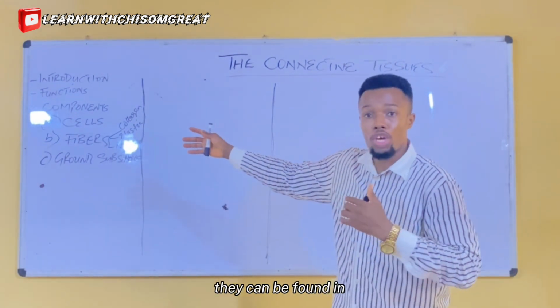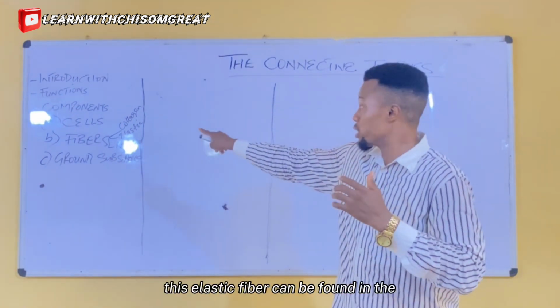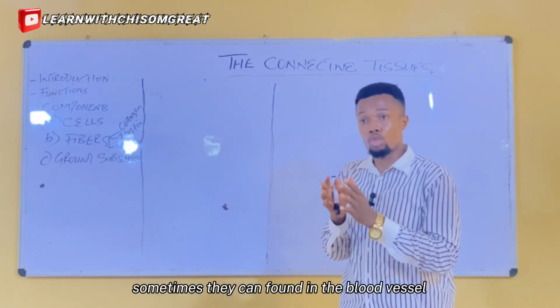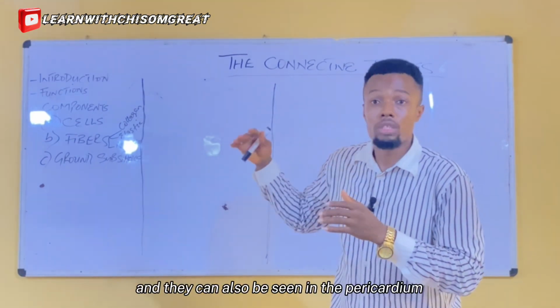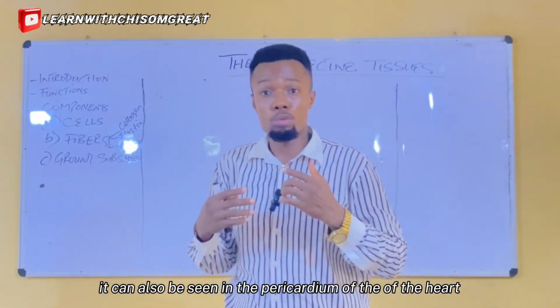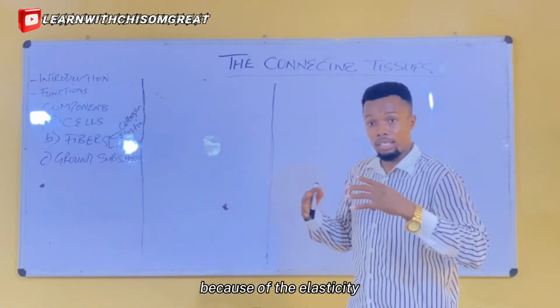This elastic fiber can sometimes be found in the blood vessel, and it can also be seen in the pericardium of the heart because of the elasticity.